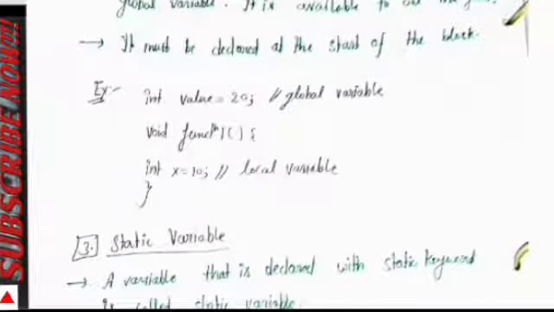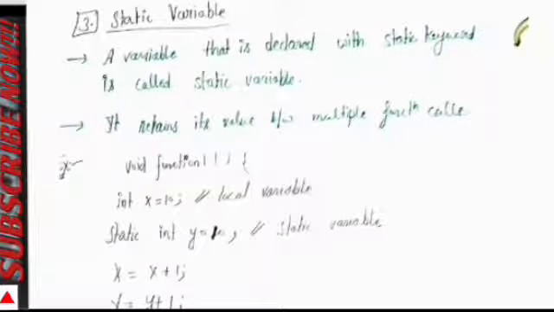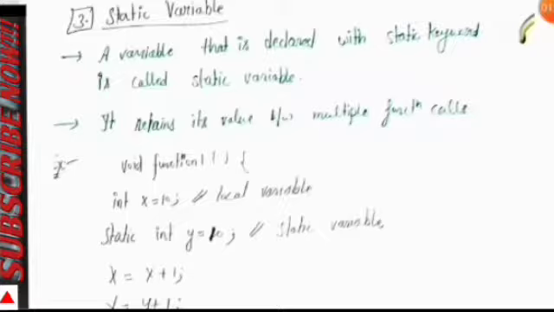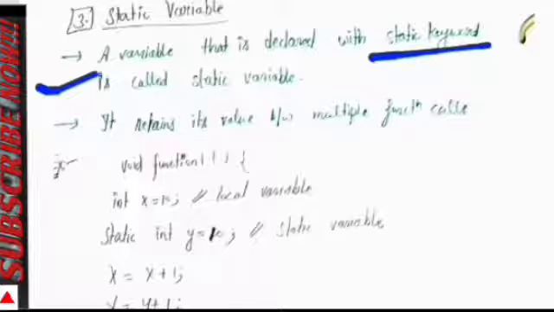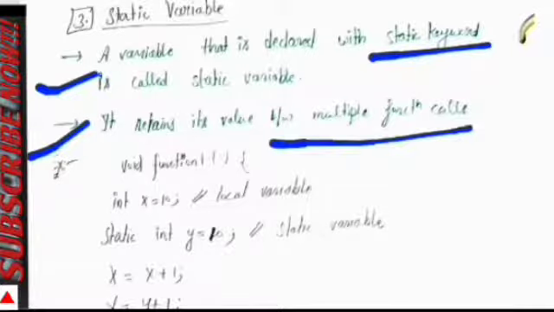Now come to the third variable, the static variable. Important points related to static variables: a variable that is declared with the static keyword is called a static variable. It retains its value between multiple function calls.